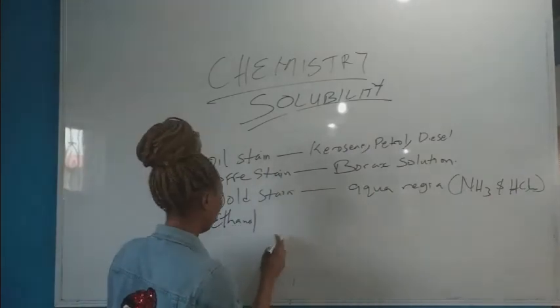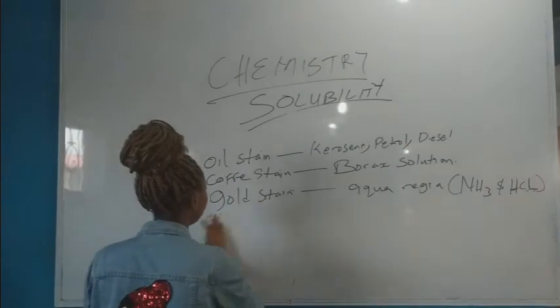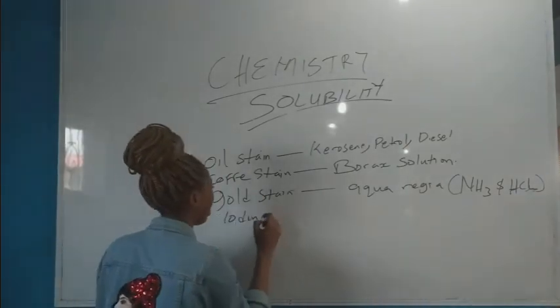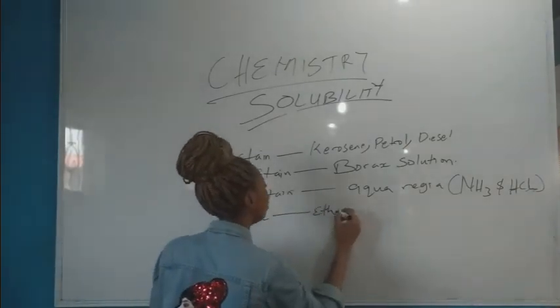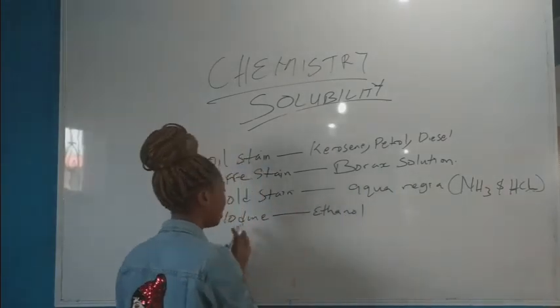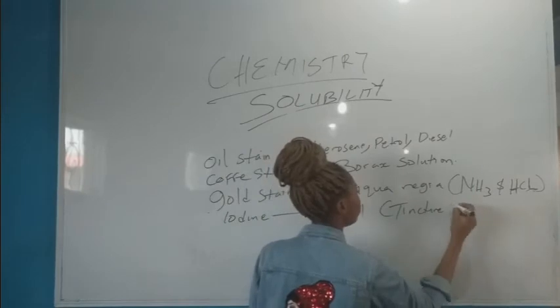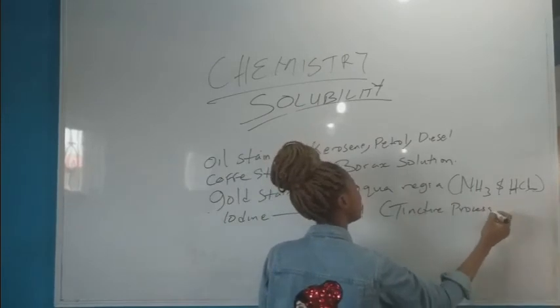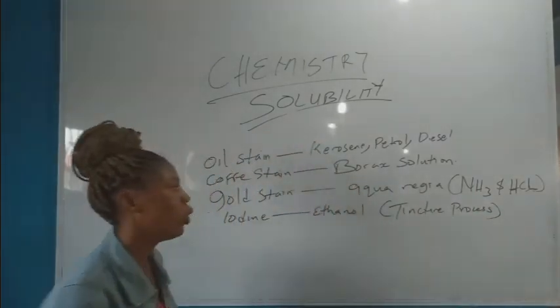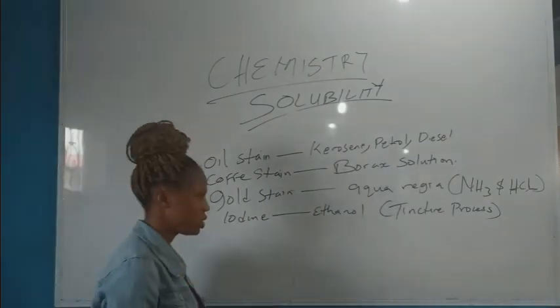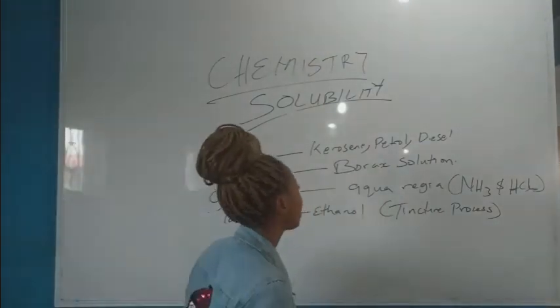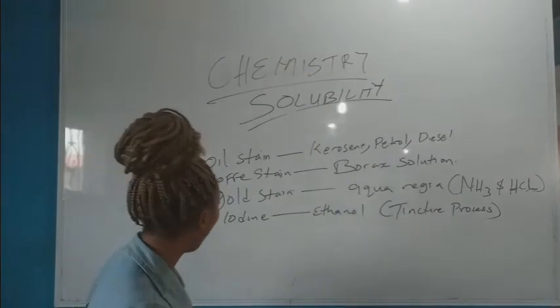Ethanol can be dissolved. Sorry, the next thing is iodine. Iodine can be dissolved in what? Ethanol. The process of dissolving iodine in ethanol is called what? The tincture process. The process of dissolving iodine in ethanol is called the tincture process. So another thing, what else can we dissolve?